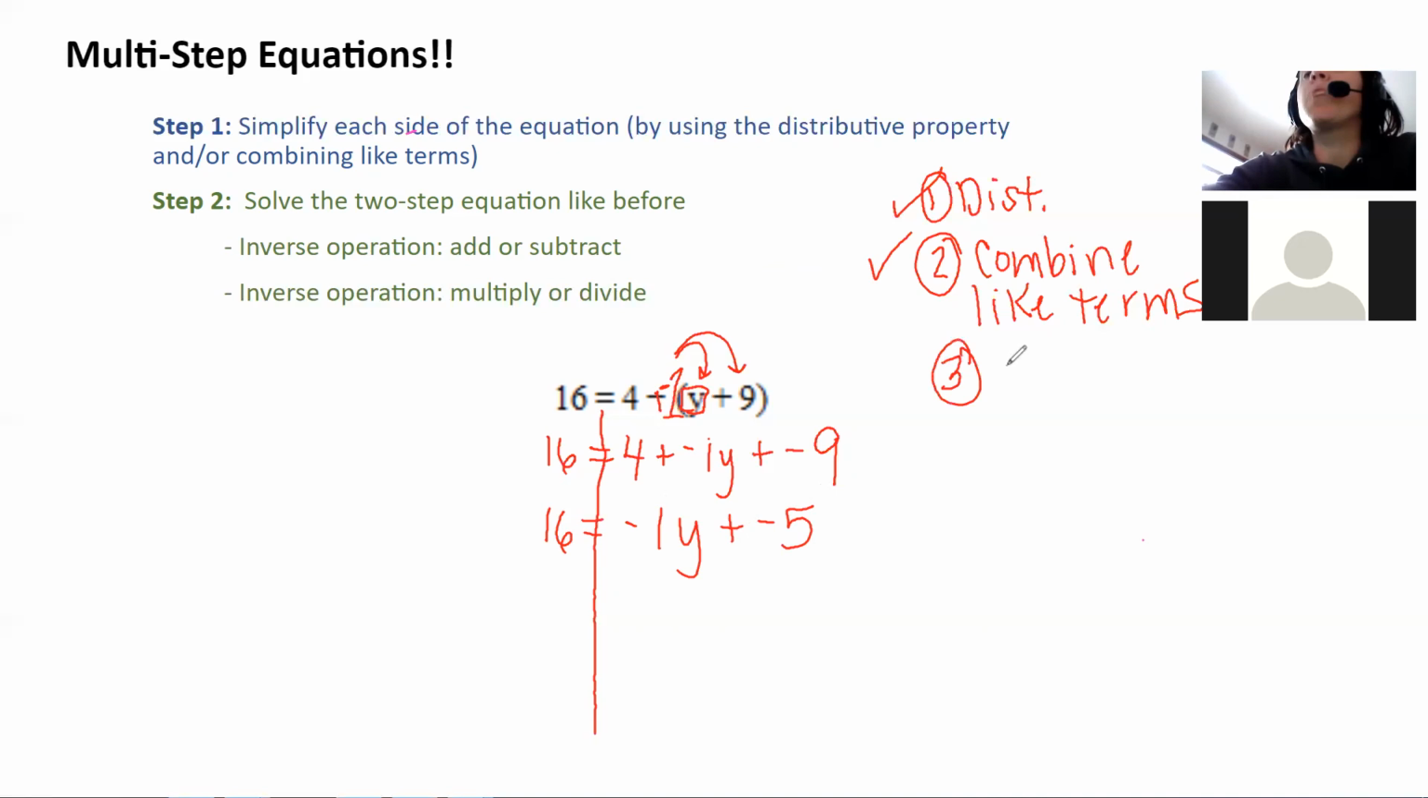So that part's done. Now I'm in two-step equation solving territory. So now I'm going to get rid of that constant. What is my constant in that problem? Which one's the constant? The 16, the -1, or the -5? Which one's the constant? What do you guys think? Yeah, -5. Very good. That is my constant. And I'm going to get rid of it by doing the opposite operation.